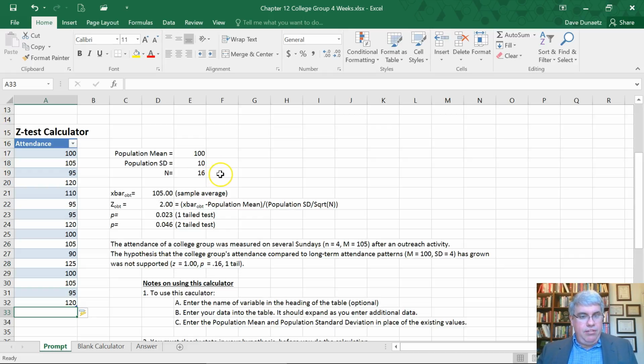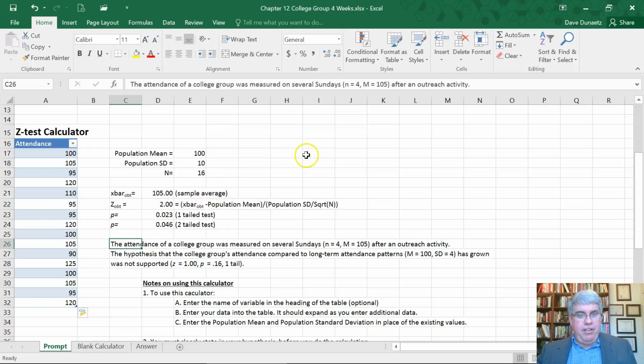We've got n equals 16. Here we have the z obtained is 2. So it went up from 1 to 2 with these 16 weeks of data. And we have a p of 0.023 for the average. So let's change our conclusion.